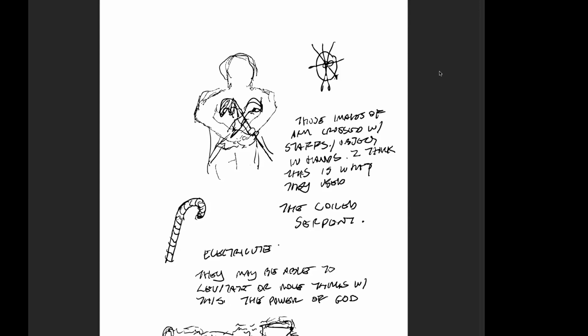Here I see, it's kind of common. This is a bit of a common theme in some ancient architecture and drawings. Image of the crossed arms with staffs and objects in the hand. And my sense is like they use something like this as a tool. And I get the word the coiled serpent. Like they may have been able to levitate or move things using these tools.